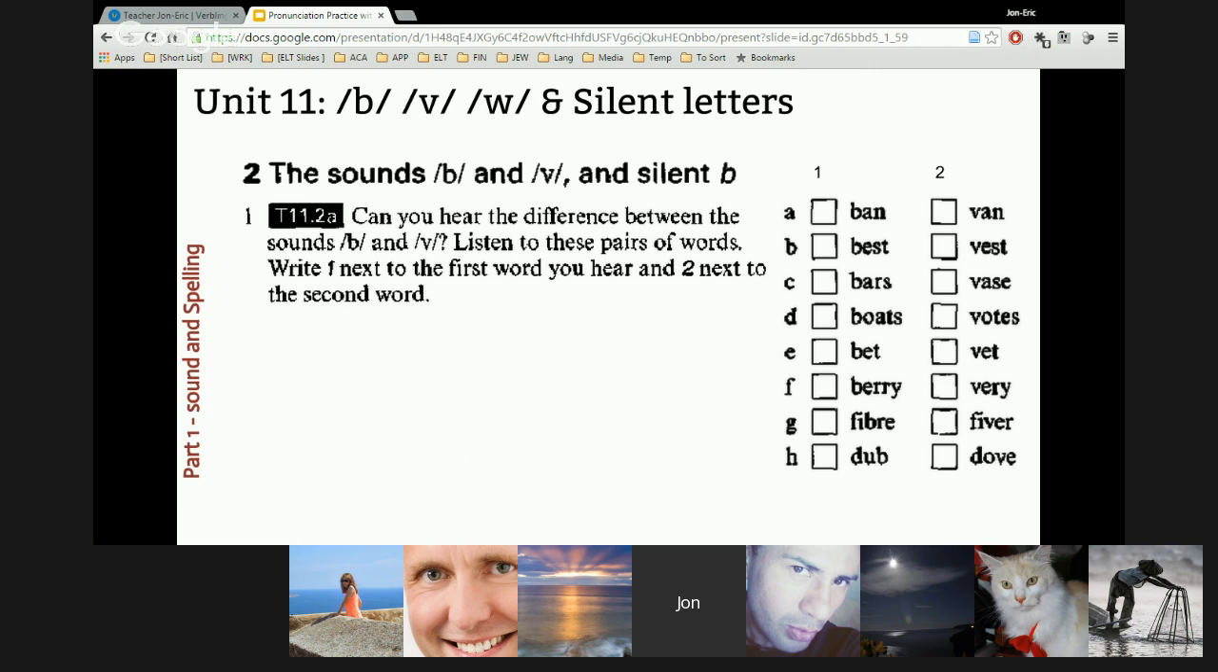Okay, so look at row A and tell me, is it 1, 2 or 2, 1? I'm going to say the two words there, and you tell me if it's left to right, which is 1, 2, or right to left, which is 2, 1. Let's do this one together. Ready? I'm going to say first van, and then I'm going to say ban. Van, ban. Did you hear 1, 2, or did you hear 2, 1, class?